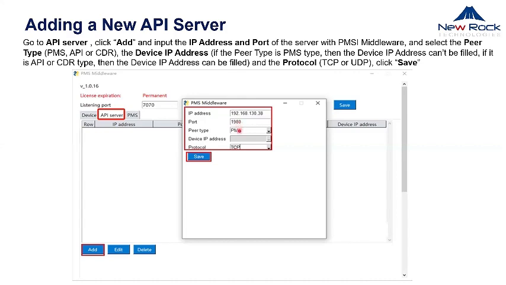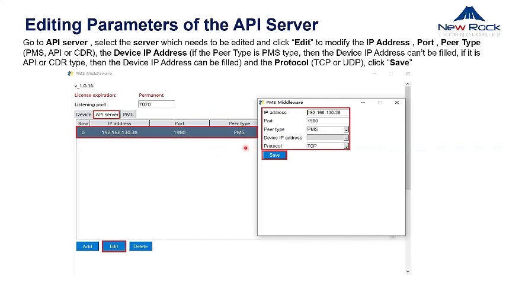Then select the peer type. Peer type can be PMS, API server, or CDR server. Then you can input the device IP address and of course the protocol, right? So TCP or UDP. And you can also edit the parameters of the API server. Simply select the IP address of your server, click edit, then you can modify as you wish.